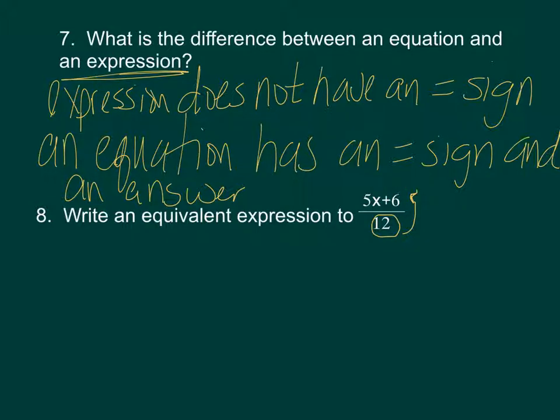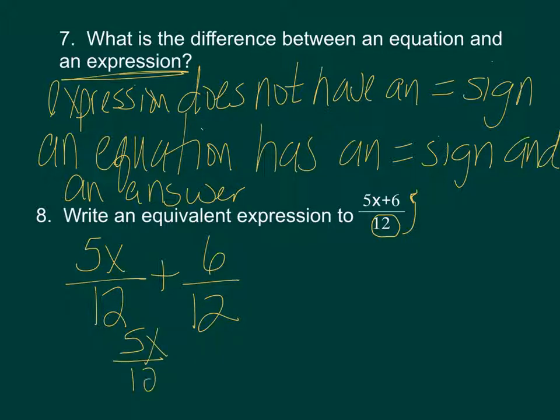So when we write equivalent fractions, we just split it up. So the 12 is going into the 5x and it is going into the 6. Okay. Now, one thing you do need to remember is this can be simplified, and you must simplify your fractions. Okay. So we have 5x over 12 plus, and then 6 divided by 12, I'll reduce it, is plus 1/2. Okay.